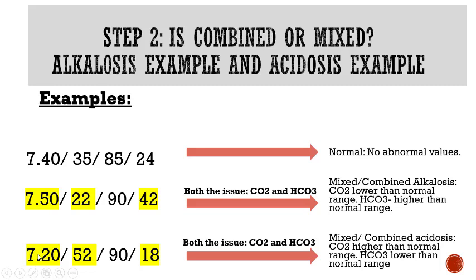So you have this very low pH, very acidotic pH. You have a high acid and a low base. So both are the issue for this pH. So you have a mixed or combined acidosis because you have a CO2 that's higher than normal, high acid, and a bicarb that's lower than the normal range. You have a low base or low basic part of this. So that's why it's an acidic pH.